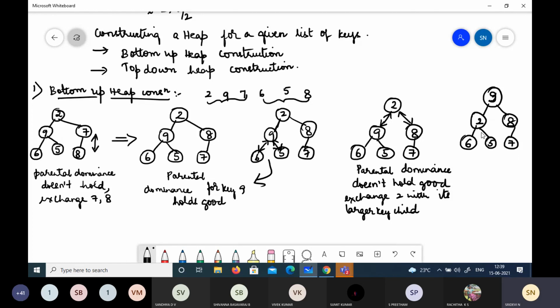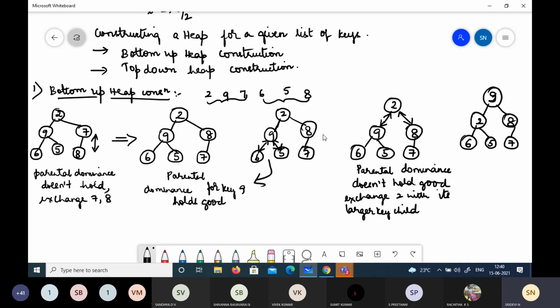Once we have done this, after completing the heapification of a subtree, at the current parental node, the algorithm should proceed to its immediate predecessor, that is this one, and check whether it is holding good with its subtree as well. We have exchanged here. Now you should come to this and check whether parental dominance holds good here. Is it holding good here? No, ma'am. No, see, it has changed. Hence, again, we have to heapify this.